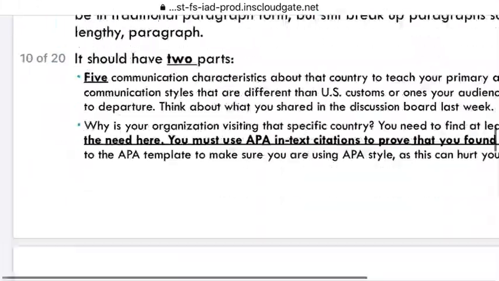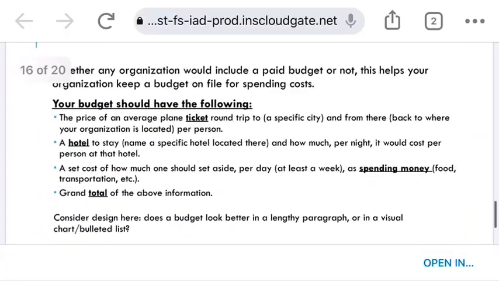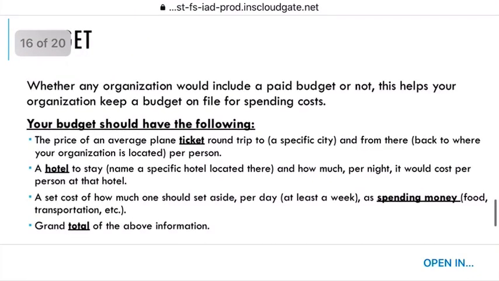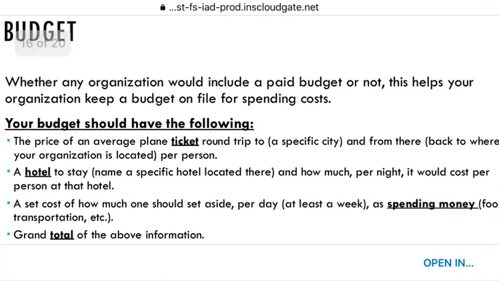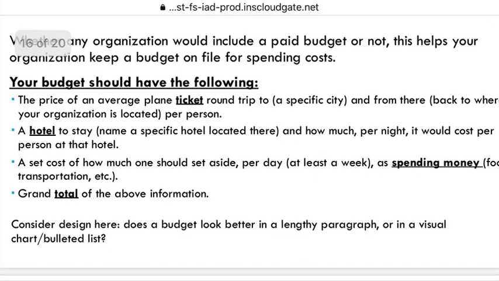Budget. Oh, I'm so sorry. This is going to go back and forth. All right, budget. Whether any organization would include a paid budget or not, some organizations provide the funding, others it's out of pocket. This is just a plan. It helps your organization keep a budget on file regardless, right? How much are we spending and for each person, and that way we know and we could keep it on file. We are not in a budgeting class. We are not in a math class. This is a writing class. I am horrible at math, so I don't expect you to be math geniuses with the budget. You can keep this as simple as possible.